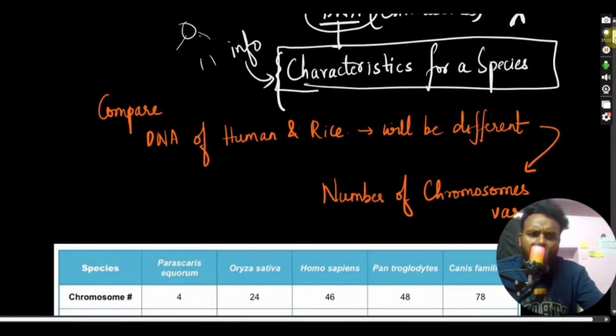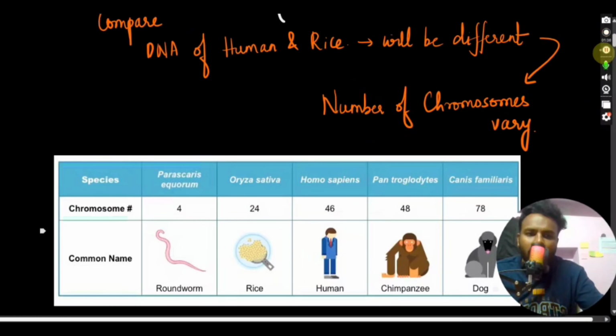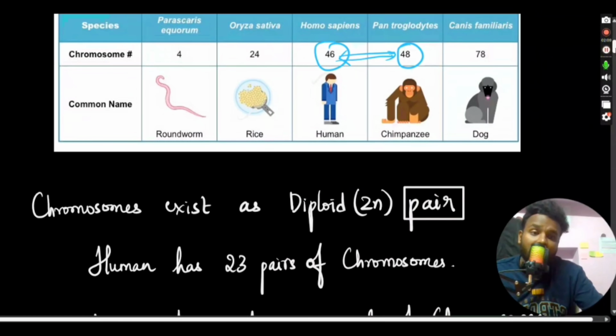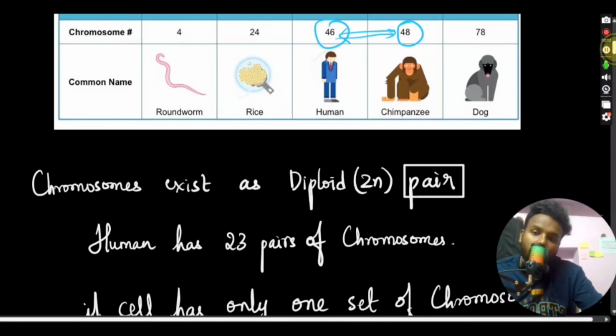How the characteristics are compared, we can see through this image. For example, compare the DNA of human and the DNA of rice. It will be different, because rice has 24 chromosomes and human has 46 chromosomes. A roundworm has 4 chromosomes, and a chimpanzee has 48 chromosomes, almost nearer, right? So the chimpanzee looks almost nearer to a human. So DNA will have chromosomes which define the characteristics of a species.